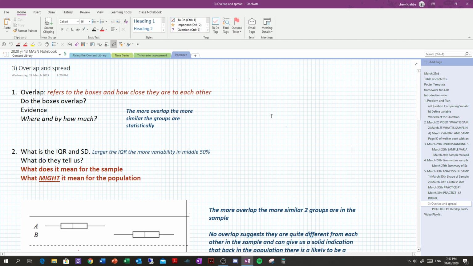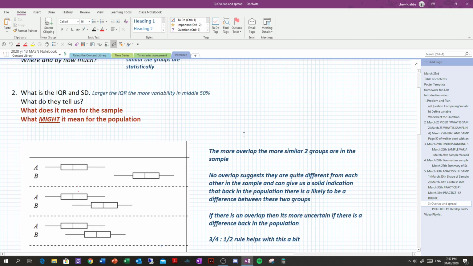So overlap is about the boxes, the middle 50% of the box plots, and it's about whether they overlap or not and how much overlap they have. So it's important because the more that the groups overlap, the more similar the groups are statistically.